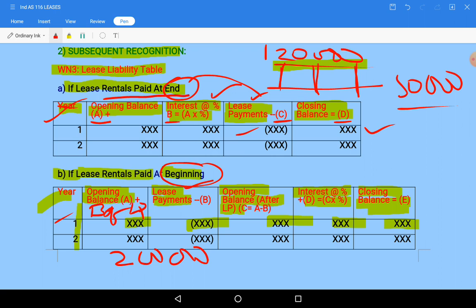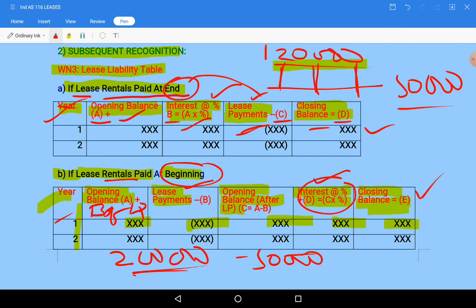On the balance, interest will be calculated. Interest will be calculated after the lease payment. So I will deduct 50,000 first, because lease rentals are paid at the beginning, so on the balance 1,50,000 I will calculate interest. Whereas if lease rentals are paid at the end, on the opening balance of 2 lakh itself I will calculate the interest first, then after adding these two we will deduct the lease payments, and you will get the closing balance. Here interest will be added at the end, because this interest will be paid in the next year.